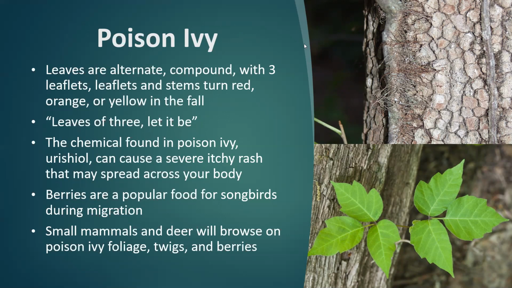But you can also get the same reaction from touching the vine. So if you look at this top picture, that big vine on the left is poison ivy vine. And the easiest way to tell it's poison ivy is you can see these aerial roots, and you can see the way that it basically attaches itself to that trunk.